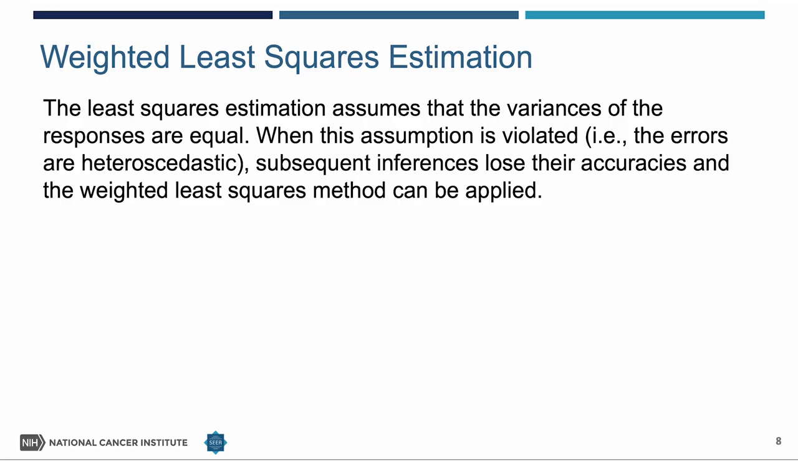Recall that one of the assumptions we have for the least squares fitting is that the variances of the responses are homogeneous over the time points, but it is often violated in practice. When this assumption is violated, subsequent inferences lose their accuracies. In such a situation, we can conduct the weighted least squares estimation.